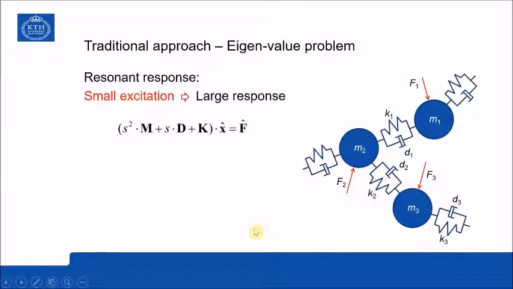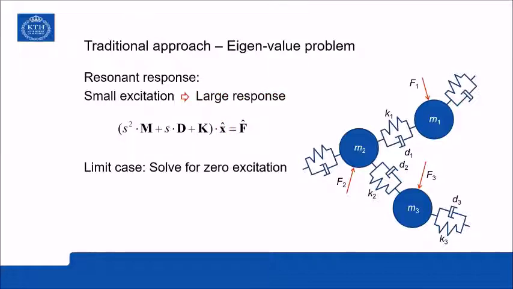And the eigenvalue problem is where we require small excitation to give large responses. So small excitation means that the right-hand side, the exciting force vector, should be small in amplitude, and that the response vector, x here, becomes large, even though the force is small. So in the limit case, we could try to solve this equation for zero excitation. So the right-hand side vector here is zero. Then we obtain an eigenvalue problem.